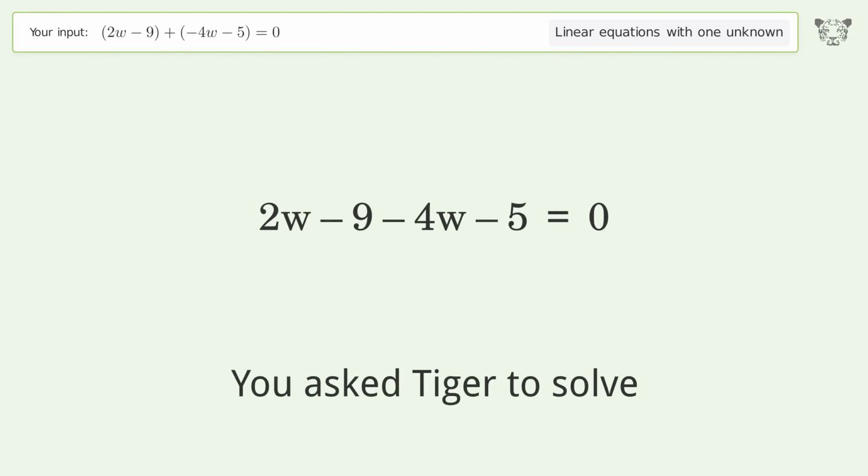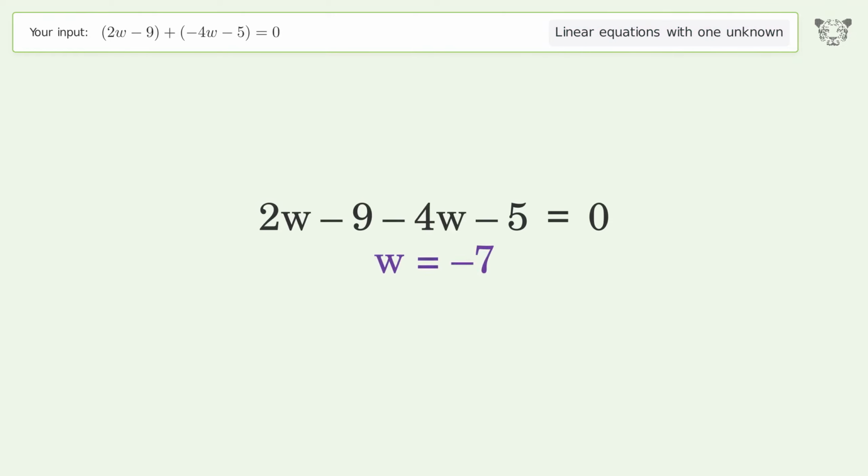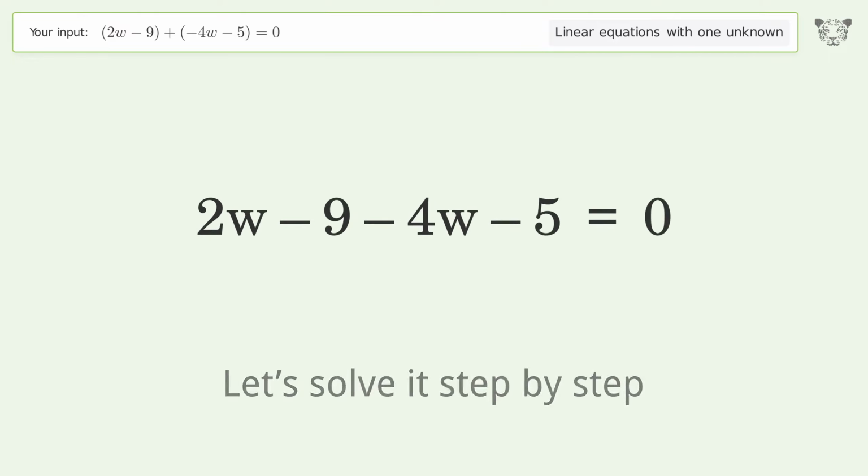You ask Tiger to solve this. This deals with linear equations with one unknown. The final result is w equals -7. Let's solve it step by step.